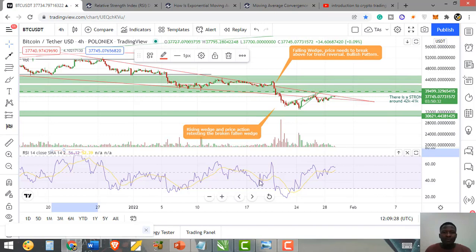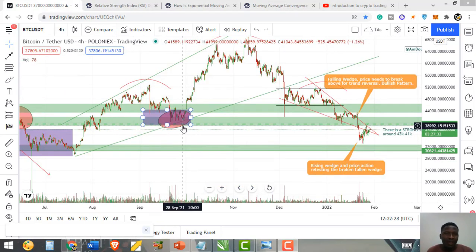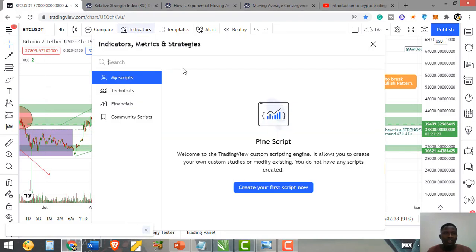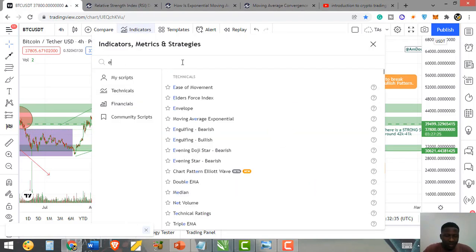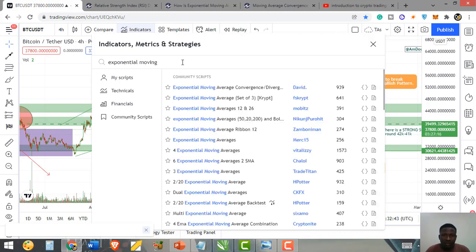Now let's go to our chart. Now let me take off the RSI since we are done with RSI. For you to add your EMA, simply click on indicator at the top bar here, then search for exponential moving average. So look at it here, you then click and wait for it to be added to your chart. Alright, it has been added to our chart.